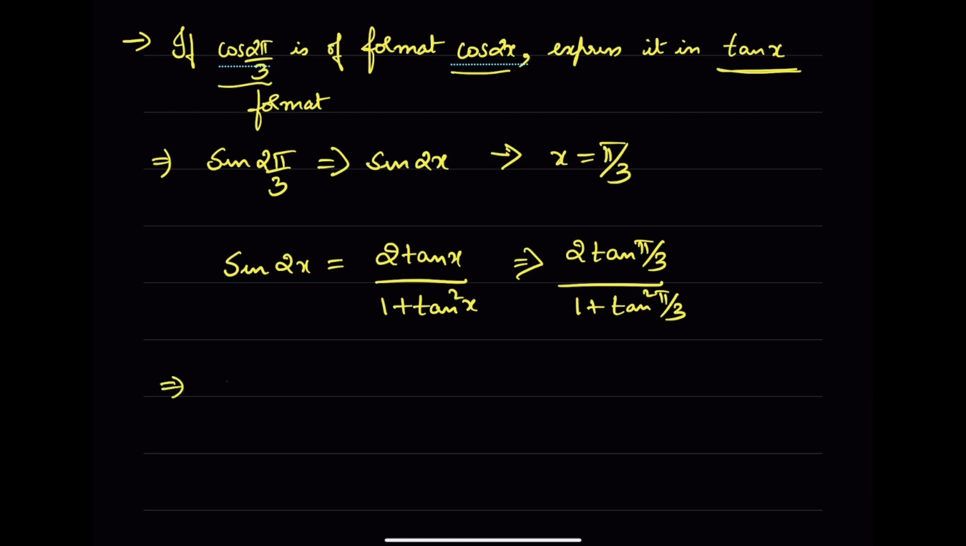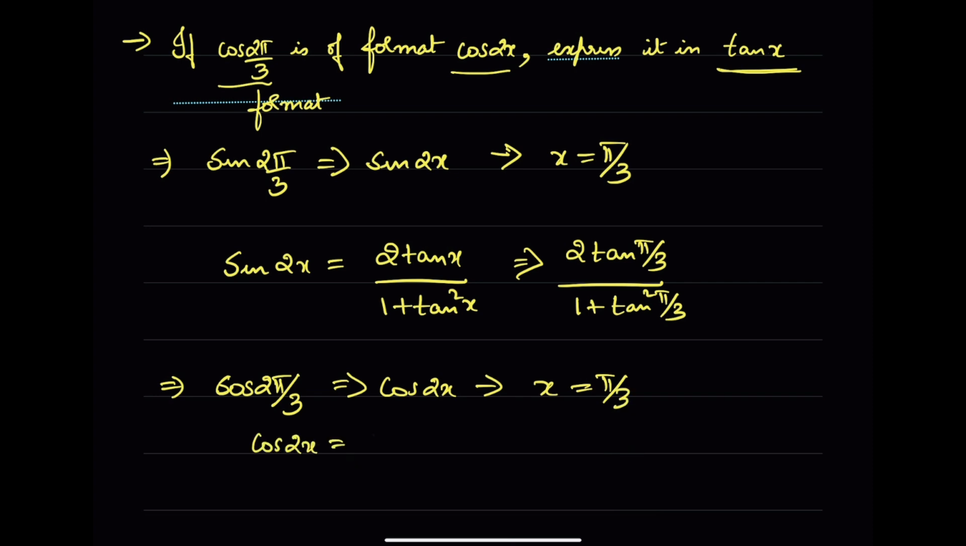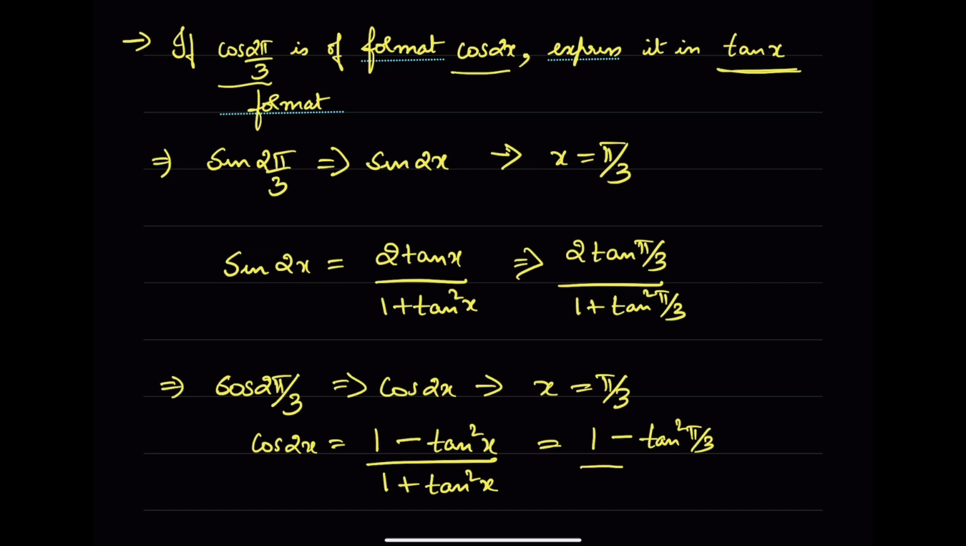Now similarly, let's try cos of 2 pi by 3. It follows the format of cos 2x. That means x is equal to pi by 3. Now cos of 2x is equal to 1 minus tan square x divided by 1 plus tan square x. So this is nothing but 1 minus tan square pi by 3 divided by 1 plus tan square pi by 3. So this is how we can apply multiple angles and convert it into different format.